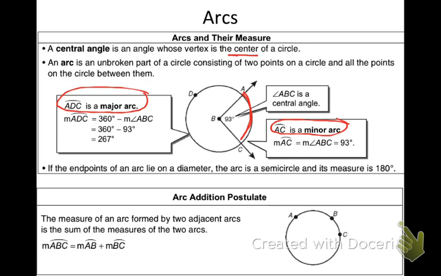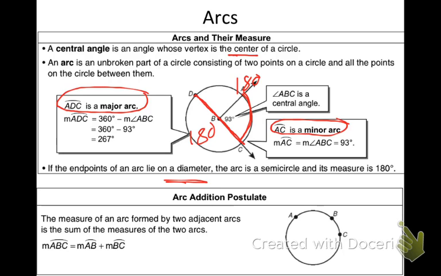Okay. If the endpoints of an arc lie on a diameter, the arc is a semicircle and its measure is 180 degrees. Well, that makes sense, right? If I were to split this up right here, wouldn't that split that up into 2 semicircles, right? And if the whole circle is 360, well, each one then has to be 180, and that makes sense.